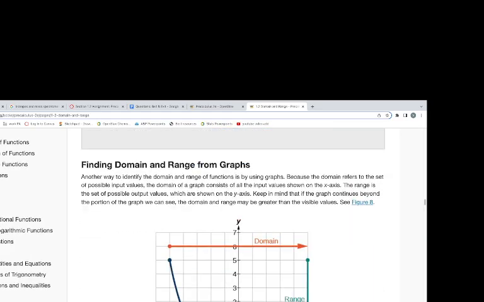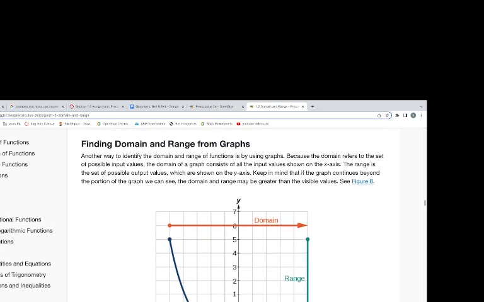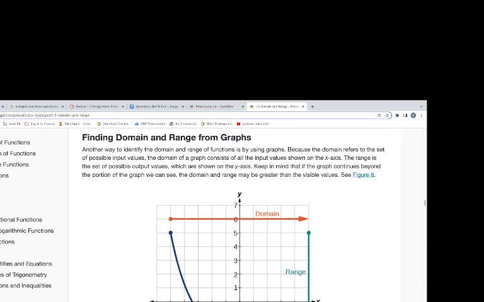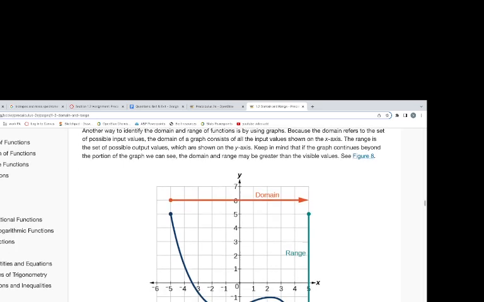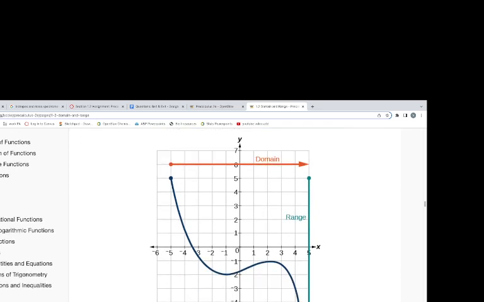Another way to find the domain, like I stated earlier, is by using graphs. Because the domain refers to the set of possible input values, or values of x, the domain of a graph consists of all of the input values shown on the x-axis. The range is the possible set of output values, which are shown on the y-axis. Keep in mind that if the graph continues beyond the portion of the graph we can see, the domain and range may be greater than the visible values.